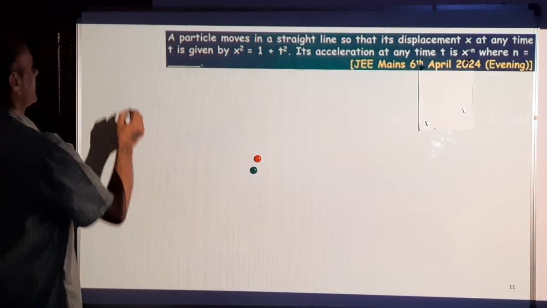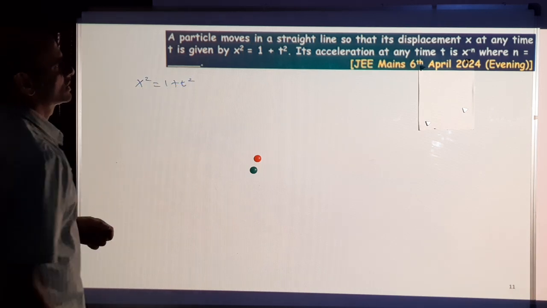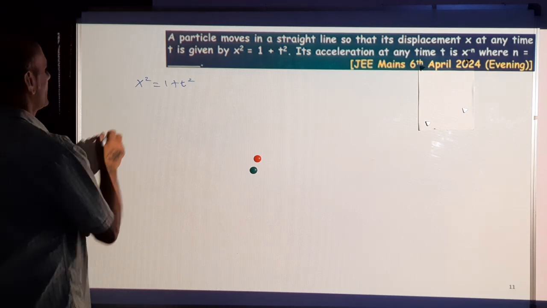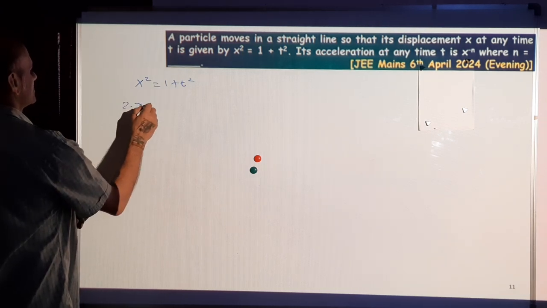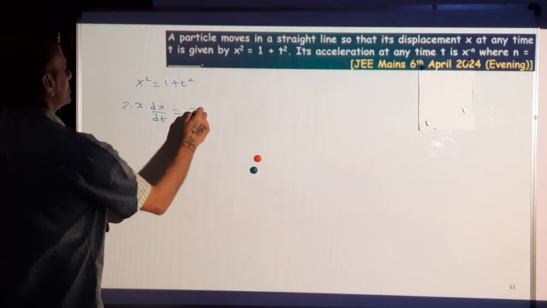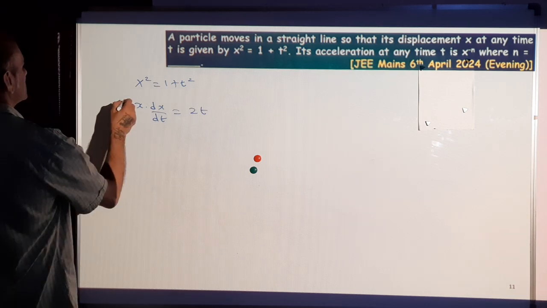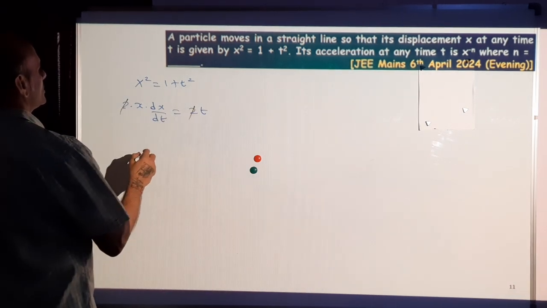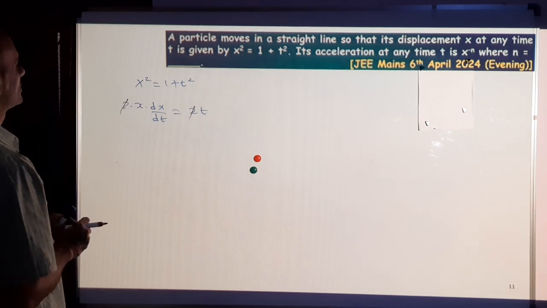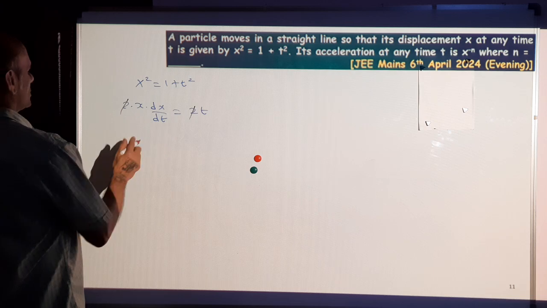A straightforward question. x square equal to 1 plus t square. We have to find the acceleration. So differentiate both the sides with respect to time. 2x dx by dt equal to 2t. And then we have to find acceleration, so differentiate a second time, using the uv rule.